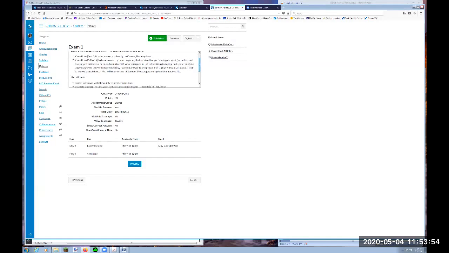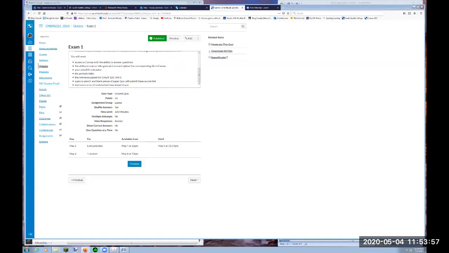So be prepared. Of course you want to have access to Canvas. Be prepared to scan or take pictures of your paper, and hopefully now you all know how to upload the files, right? You should now, because you have done it.